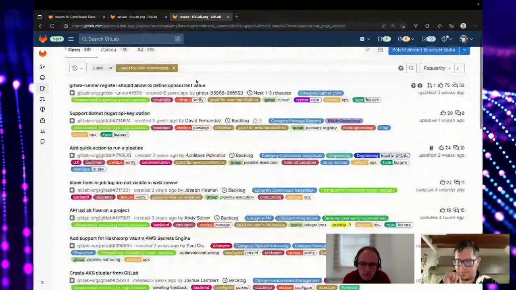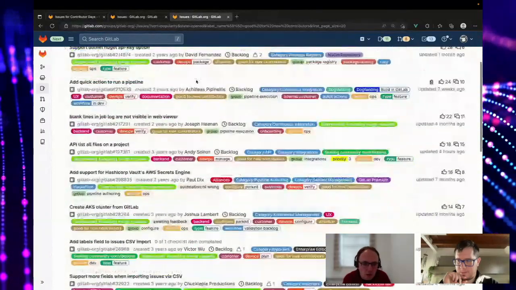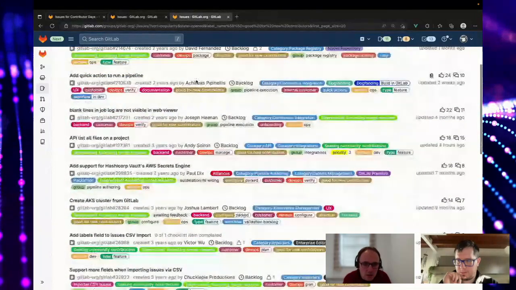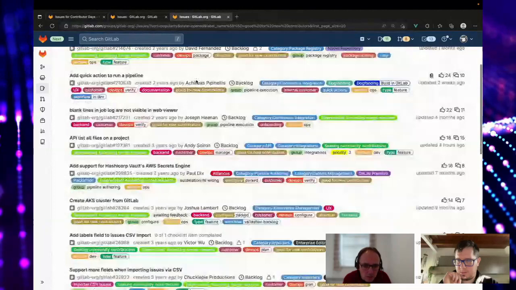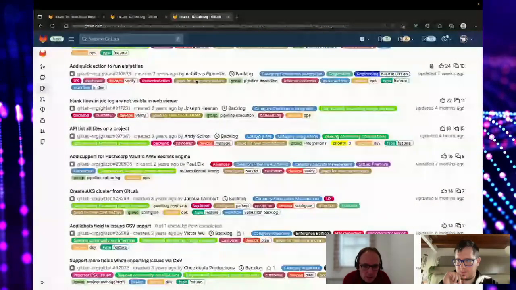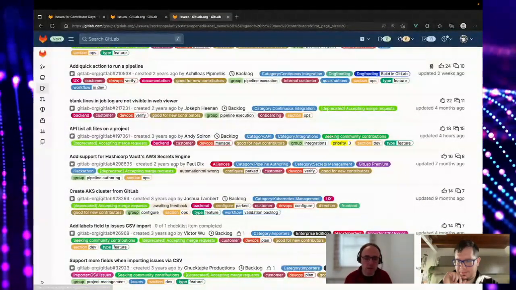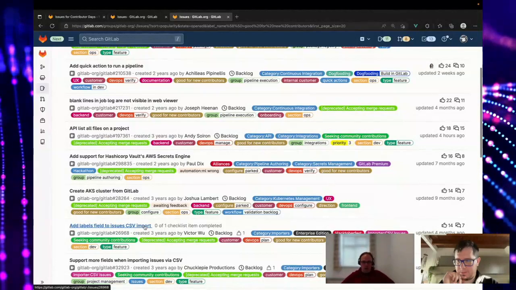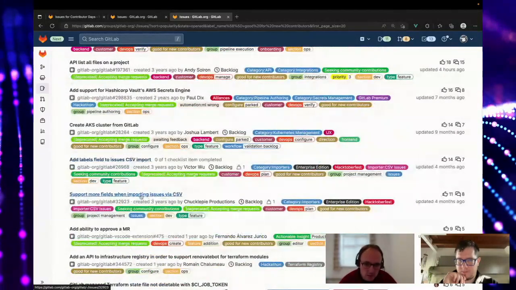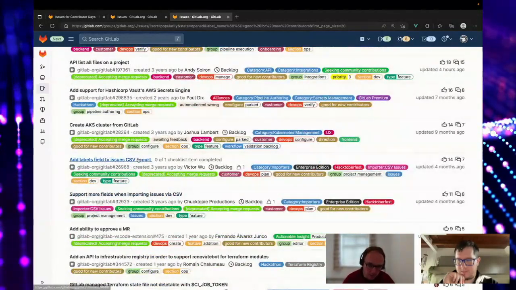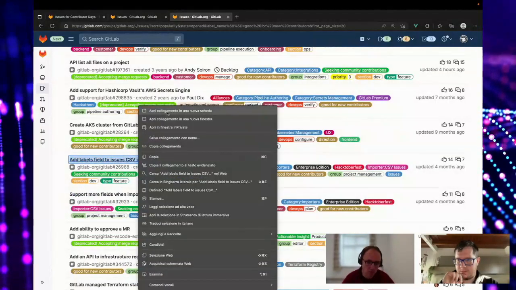So if you just go down past the add labels to CSV import and support more fields. Those two are somewhat related. The one is just for a specific field. The other one is for more fields.